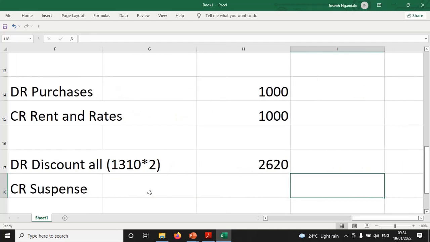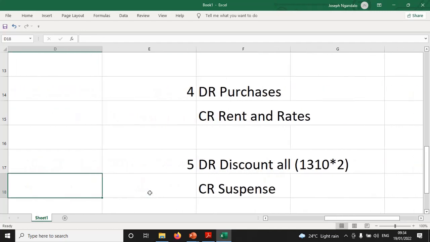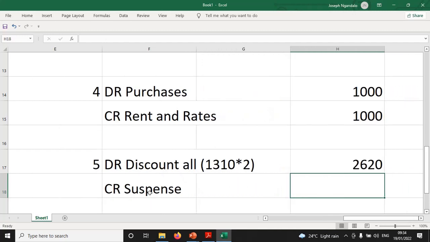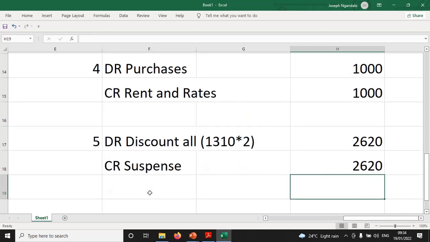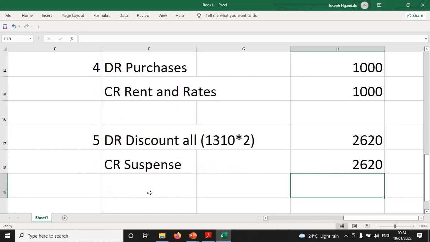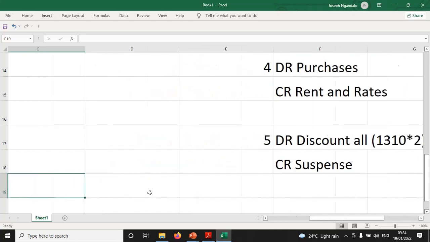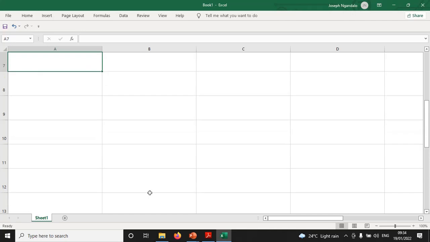How much do you have? The same figure. Yes. 2620. So the suspense is getting worse, eh? The suspense is getting worse. All right, so let us proceed to the next.